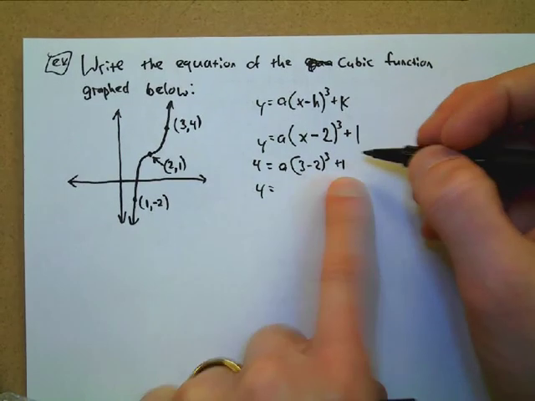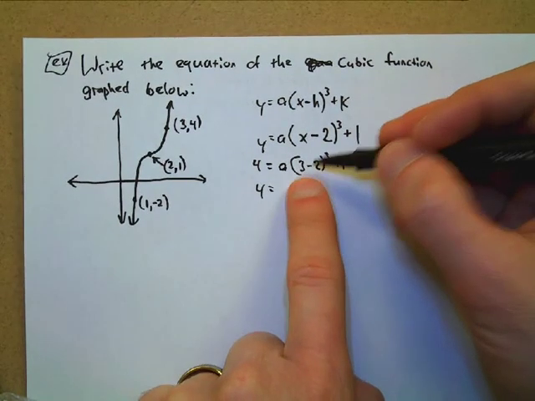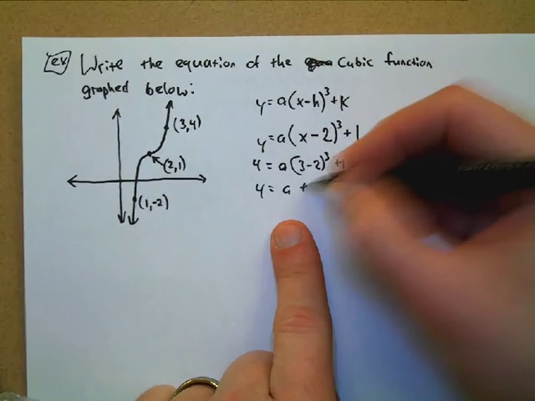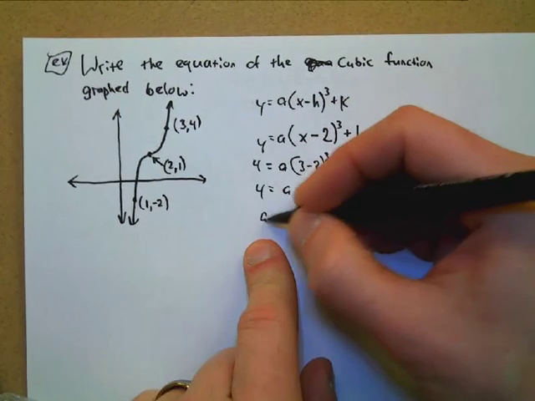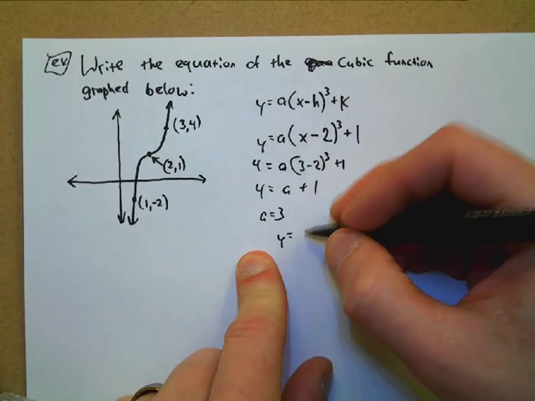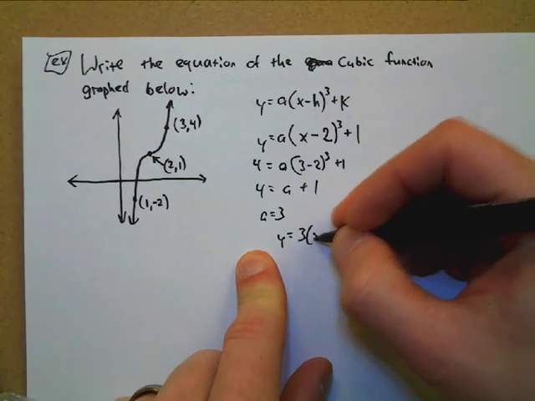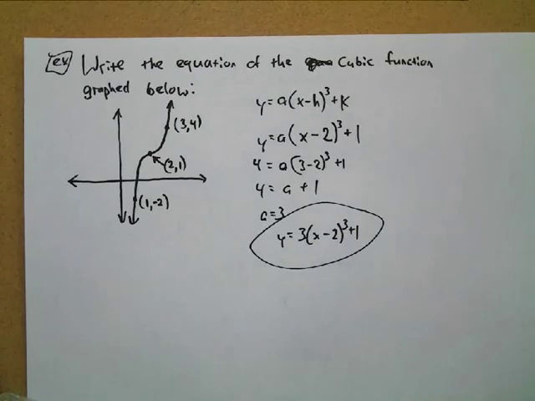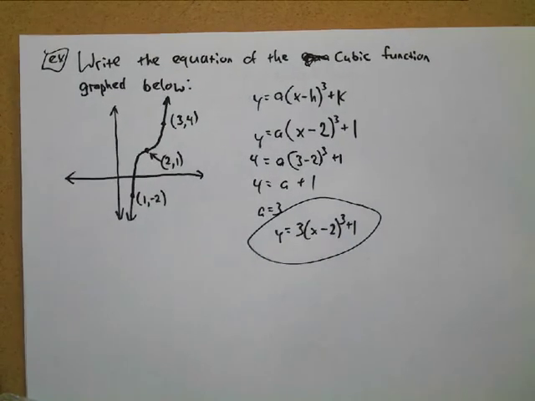Order of operations. 3 minus 2 is 1. Then you cube it. 1 cubed is 1. So we'll end up with a plus 1 there. Subtract the 1 over, we get a is 3. So our final answer there is y equals 3 times x minus 2 cubed plus 1. And there is our equation. Okay? That's all you had to do.